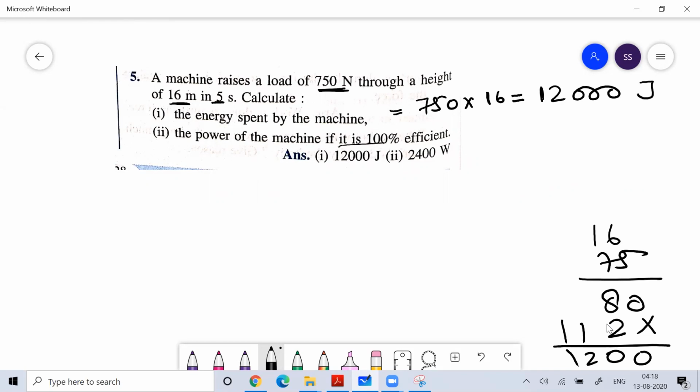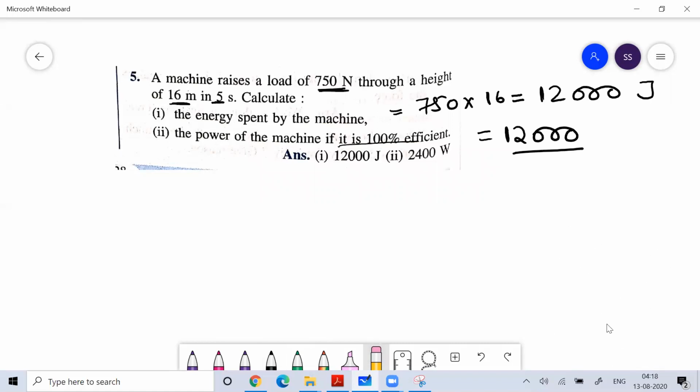And then the power of the machine if it's 100% efficient. The work done is 12,000, and work done divided by time, that is your power. You know this. So work done is 12,000 and the time is 5 seconds. So I can write this as 12000 by 5, which is 2400 watt.